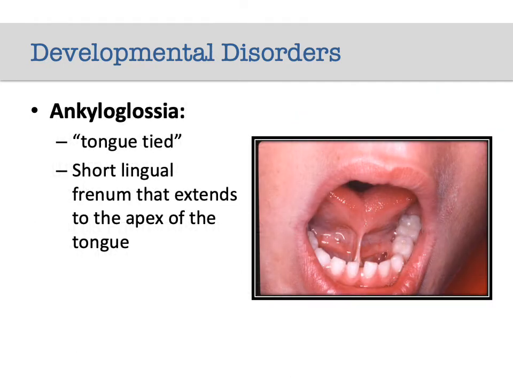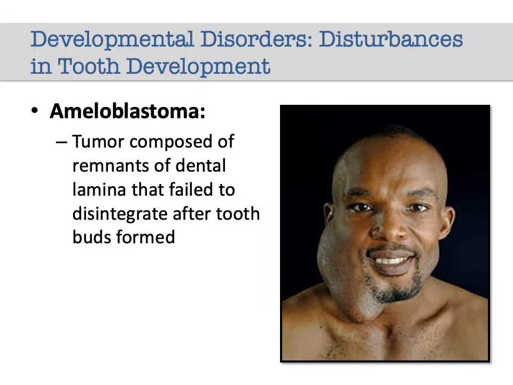Ankyloglossia is the medical term for tongue-tied. This means that a patient has a short lingual frenum that extends to the apex of the tongue. An ameloblastoma is a tumor composed of remnants of dental lamina that failed to disintegrate after tooth buds formed.